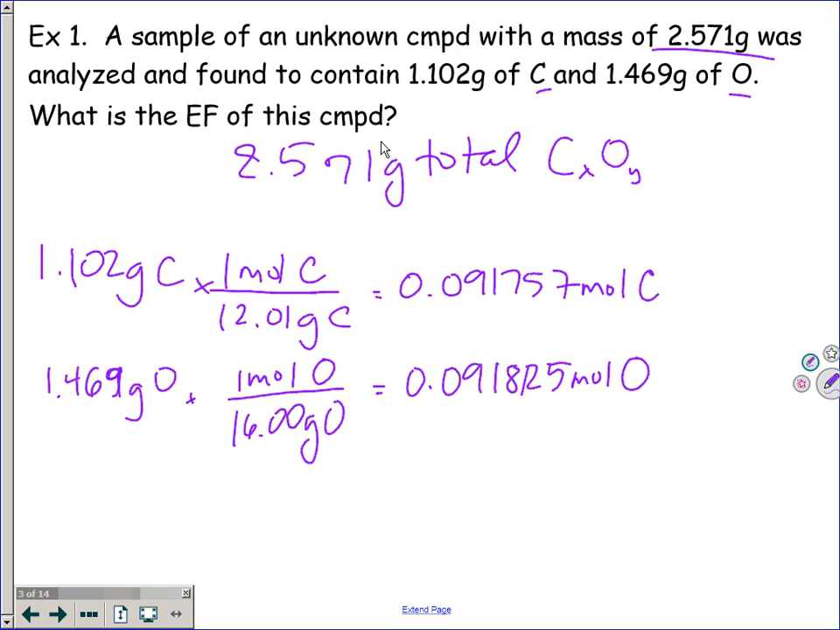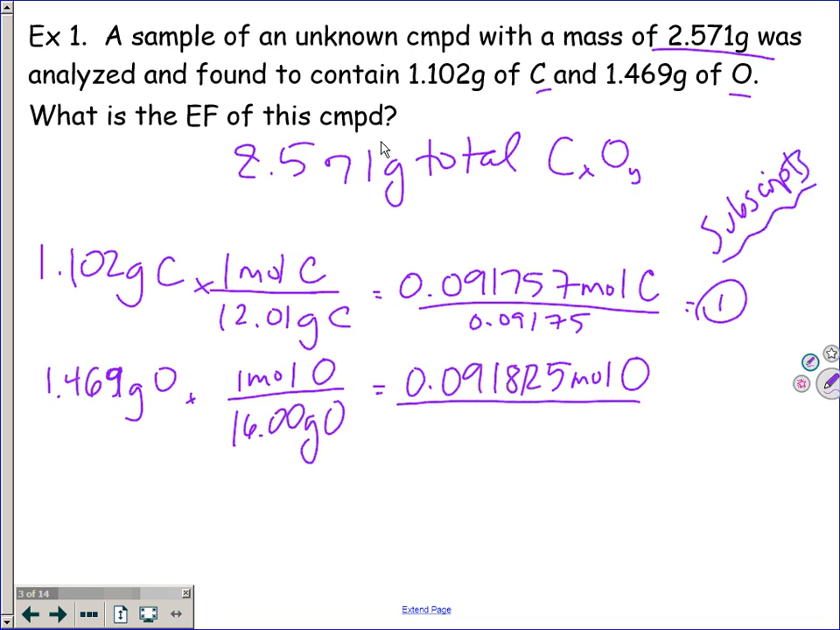Cool. All right, so what do we notice about these? They are almost exactly the same. So I know that when I divide them by the smallest one, which is who in this case? The carbon, they're both going to be what? Really, really close to 1. So I'm going to divide this by itself, which is going to be 1. And remember, these are our subscripts.